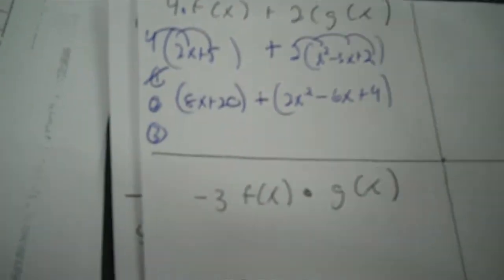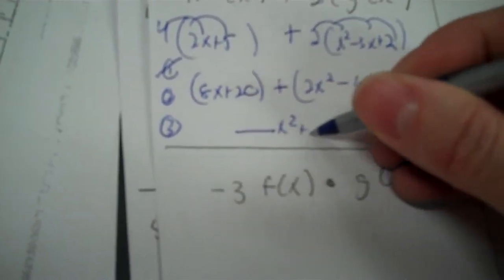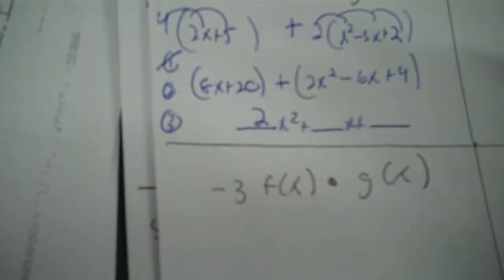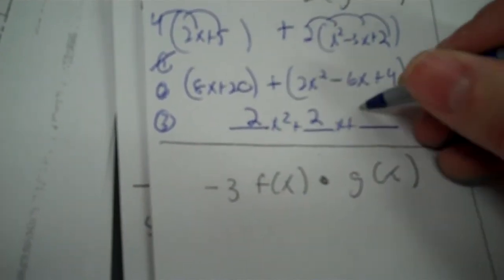And now I collect like terms. So x squared, we have 2. 8 plus negative 6 is 2. 20 plus 4 is 24.